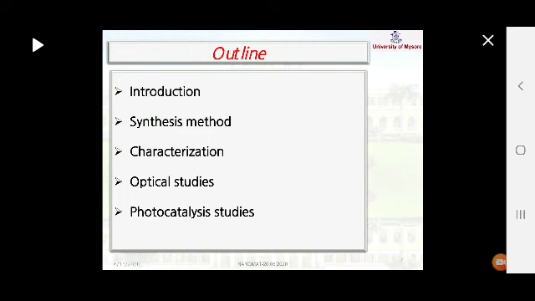First of all, we will introduce the importance of the work, the synthesis approach we follow, the characterization that has been done to study the nanocomposite, the optical band gap of the composite, and the proposed mechanism of the dye removal.